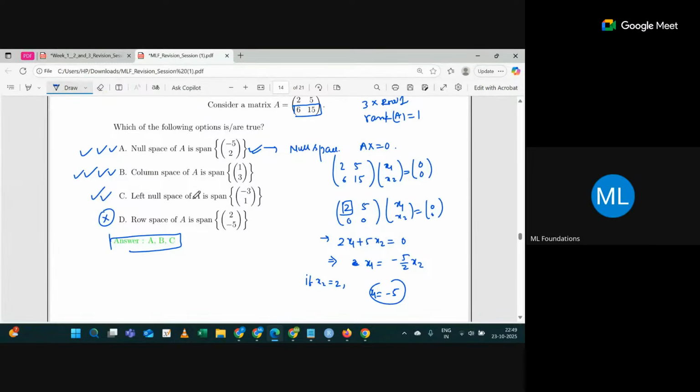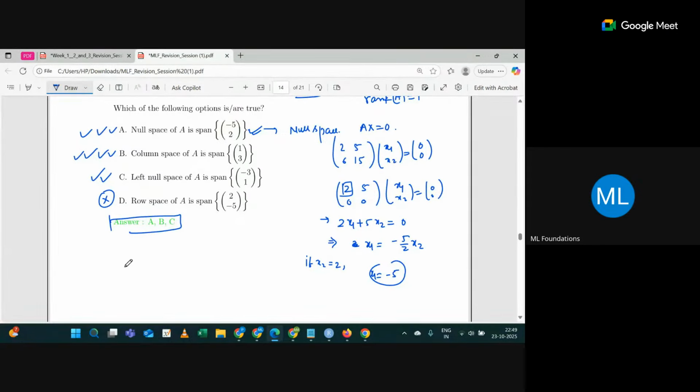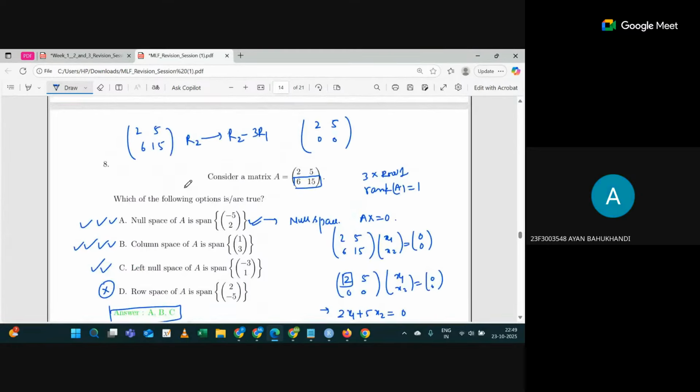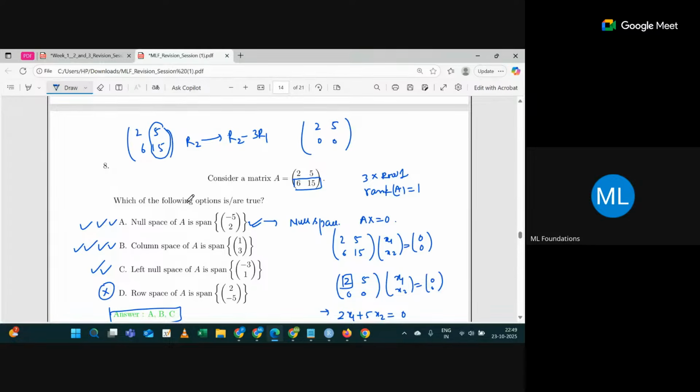What about column space of A? To find the column space, basically, what we need to solve is Ax equal to b, right? So again, it will be 2, 5, 6, 15 times x1, x2 equal to b1, b2. Which column is the dependent one? The second column is dependent, right? 5, 15 is 2.5 times the first column.